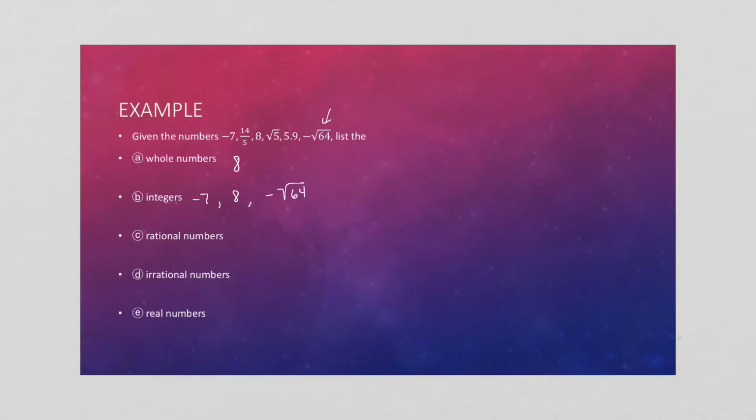Alright, so my rational numbers are numbers that can be written as a fraction or a ratio of two integers. So -7 can be written as a ratio of two integers because you can place that over 1. The next one is going to be 14/5. The next one will be 8. Square root of 5 cannot be written as a ratio of two integers, but 5.9 can. And then negative square root of 64 also can. Okay, so my only irrational number here is the square root of 5. And all of these are considered reals because we're not taking the square root of any negative numbers.